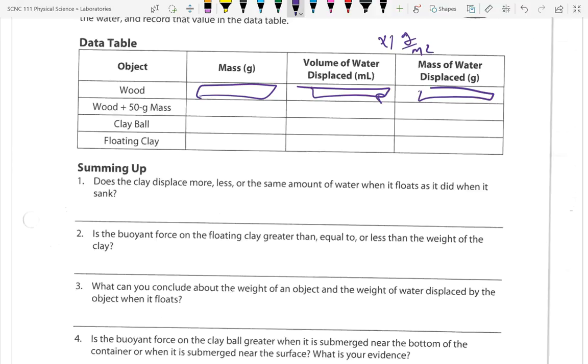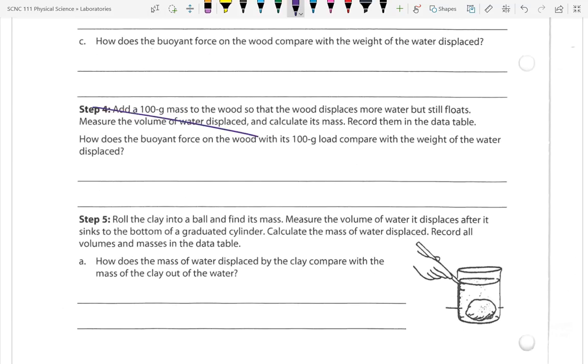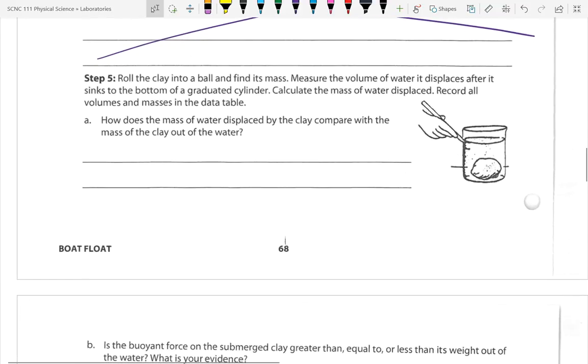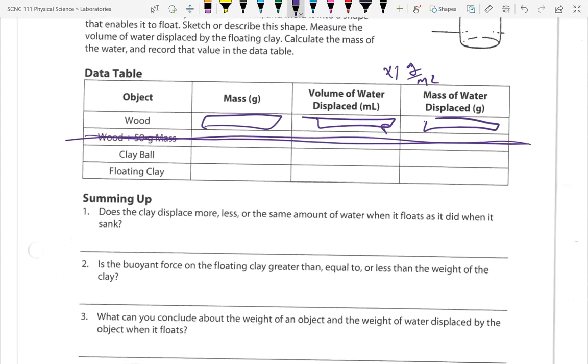Now that says wood plus 50 gram mass, we're just going to go ahead and skip that. So you're not going to do the wood and the 50 gram mass. That's step 4. So you're not going to do this one here. But then for step 5, you're going to use Play-Doh rolled up in a ball. So this is step 5, step 3. We're skipping step 4. And then step 6 is Play-Doh again, but with it in the shape of a cup.